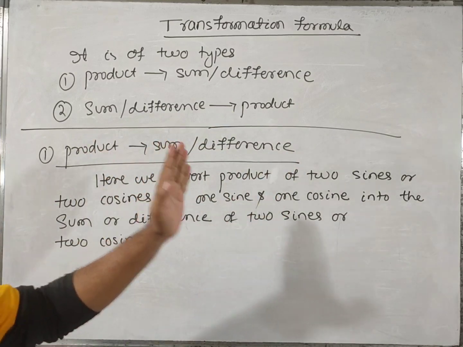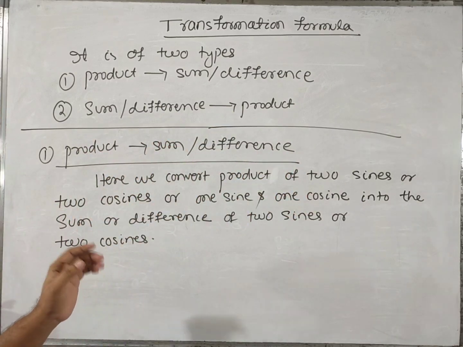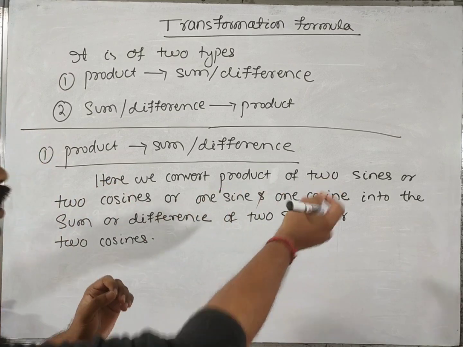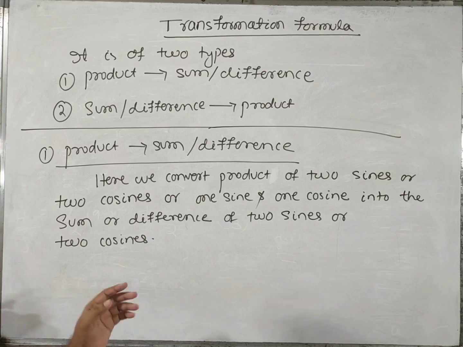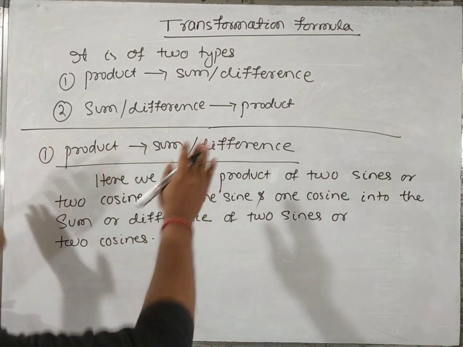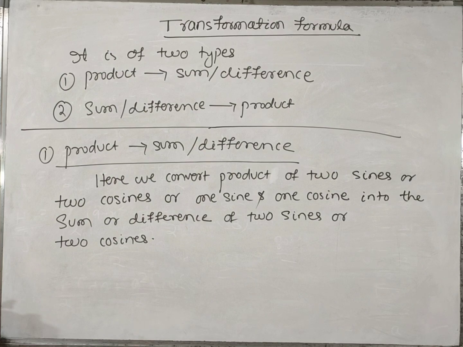Here we convert the product of two sines or cosines, or one sine and one cosine, into the sum or difference of two sines or two cosines. So first of all, let us discuss the product to sum or difference.